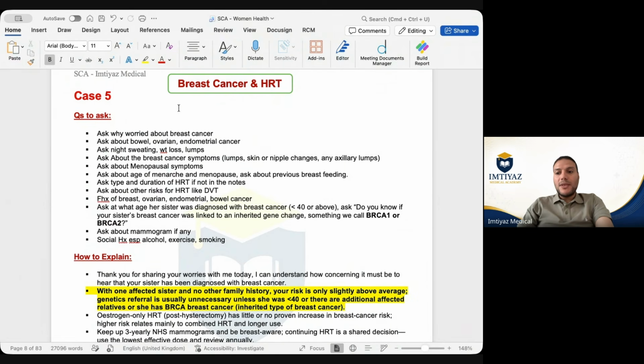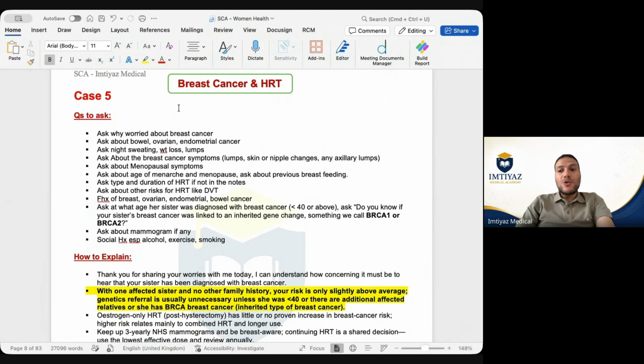And you need to ask about whether there is any other family member affected or not, and any males in your family who were diagnosed with breast cancer. So ask about why she's worried about breast cancer, because it's not only breast cancer, it could be bowel, ovarian cancer, and endometrial cancer as well. Ask about cancer symptoms. Ask about menopausal symptoms, and whether it is well controlled with her estrogen-only HRT or not.